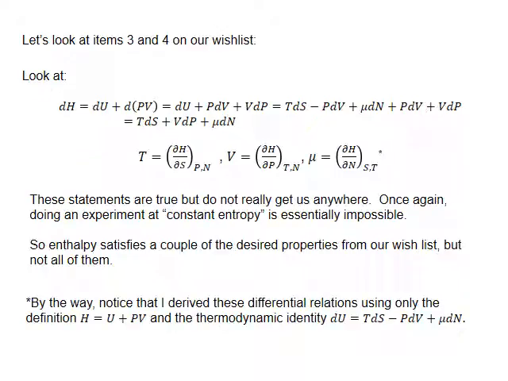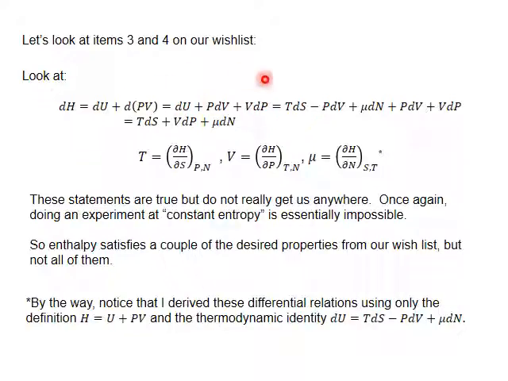Now, the third and the fourth are not something we dealt with in chapter 1, right? And for this, it's helpful to look at dH. So let's look at the differential of this enthalpy. Because H is U plus PV, I'm going to use dU, which I'll get from the thermodynamic identity. And now there's an important trick. We're going to take d of PV, which is PdV plus VdP.